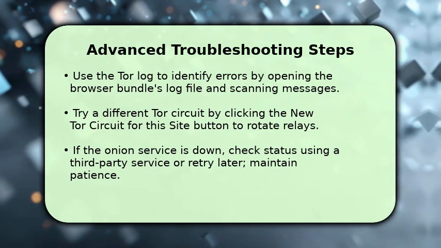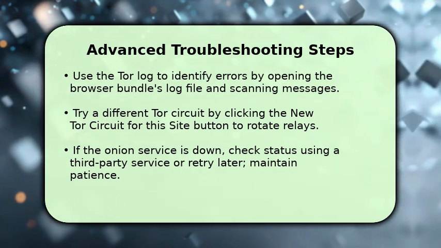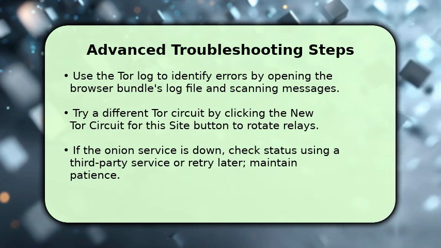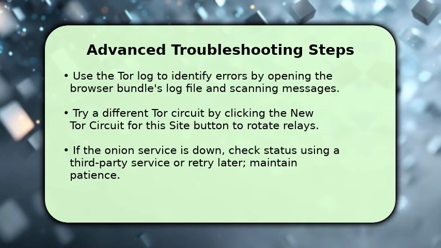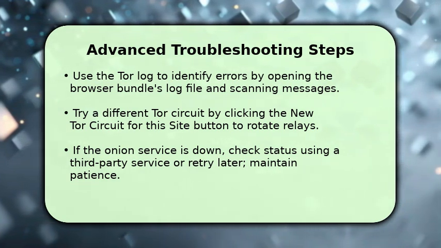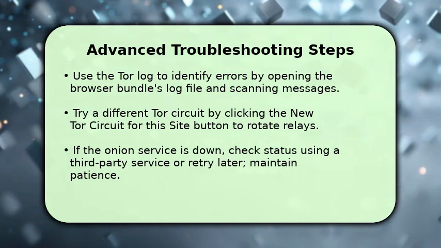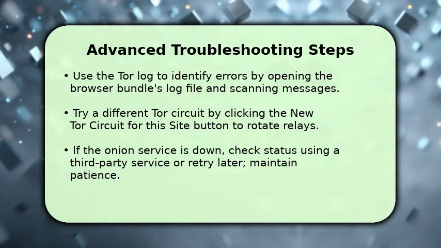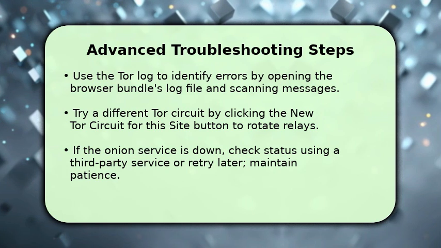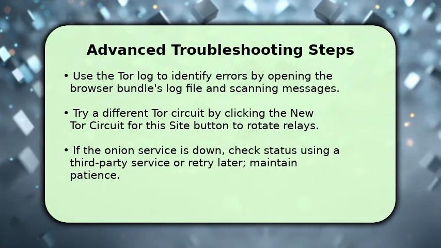Try a different Tor circuit by clicking the New Tor Circuit for this site button to rotate relays. If that fails, restart Tor to build fresh circuits and attempt reconnection. If the onion service is down, check status using a third-party service or retry later. Maintain patience. As a last resort, contact the service operator through alternative channels for confirmation.